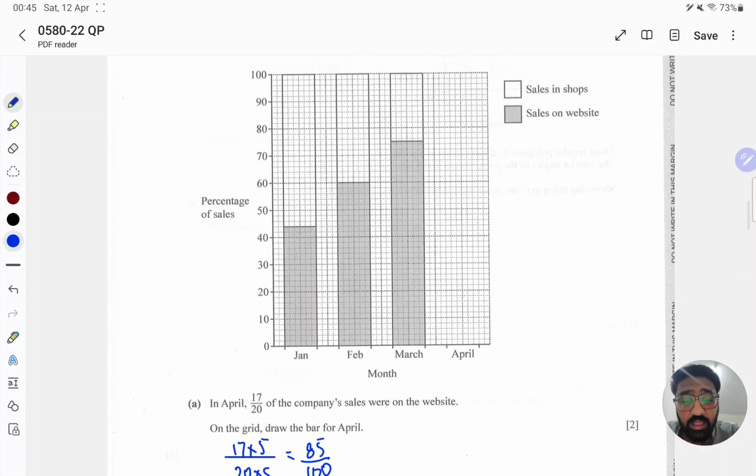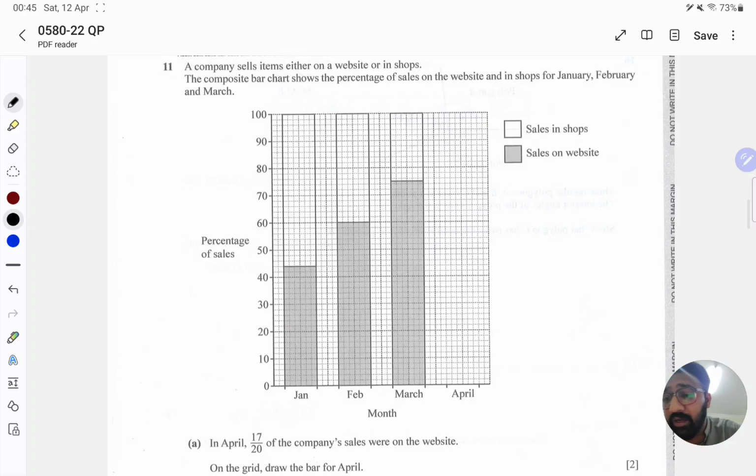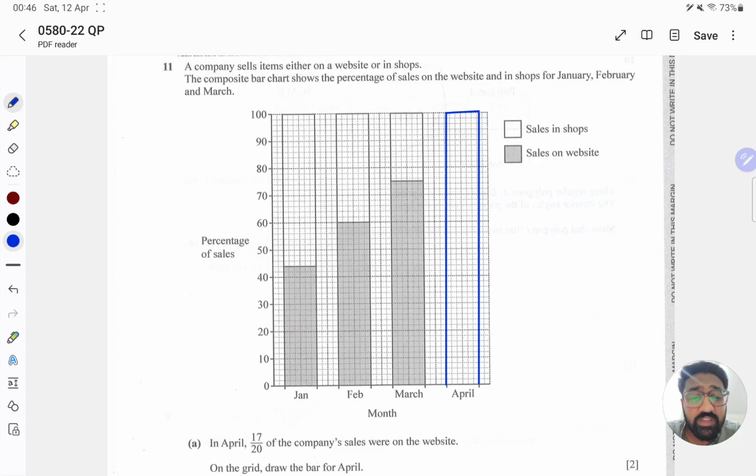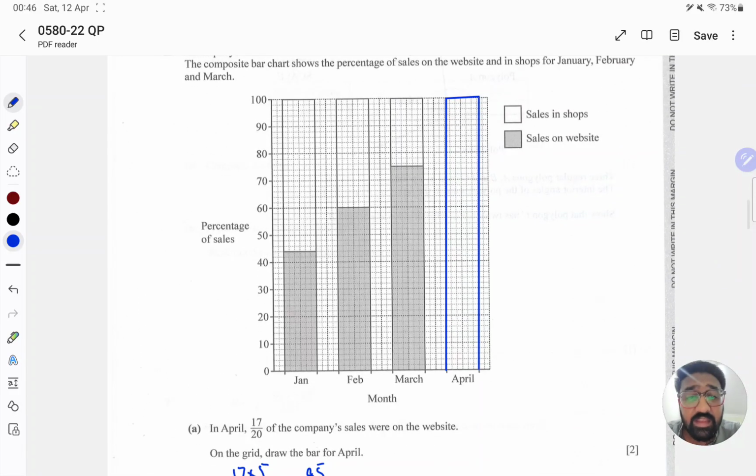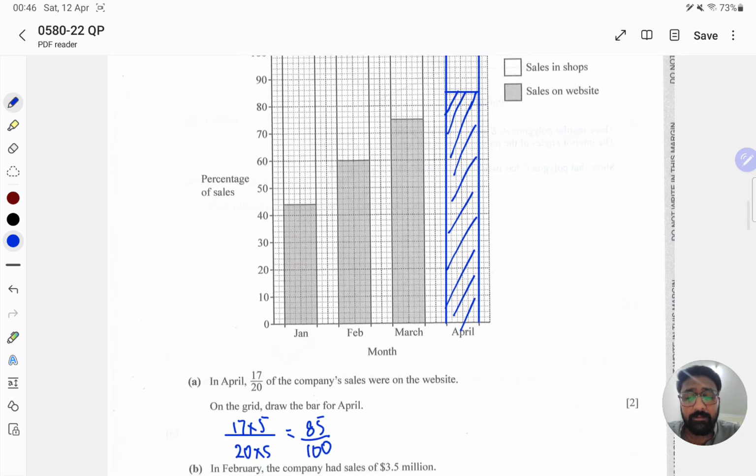So we need to draw it on the bar as well. So let's draw the bar. The bar is basically total 100. We are going to draw the bar line for total 100. And out of 100, we need to shade that portion which is being sold on the website, which is 85. 85 lies here. So this portion is being sold on the website.